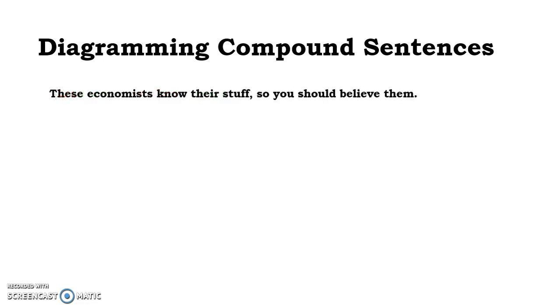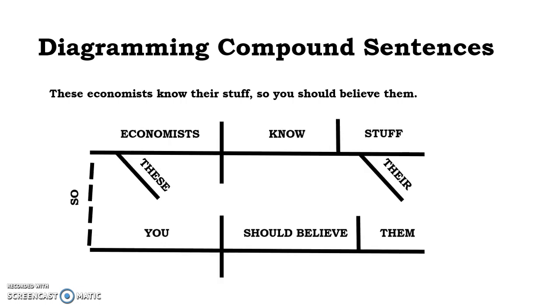Let's turn to something a little more complex. These economists know their stuff, so you should believe them. Two independent clauses joined by the coordinating conjunction so. This is how we would diagram the sentence. Instead of going step by step, I'll simply explain it.